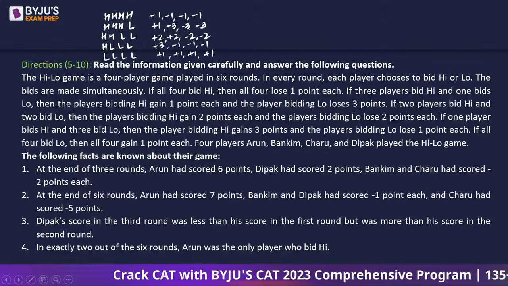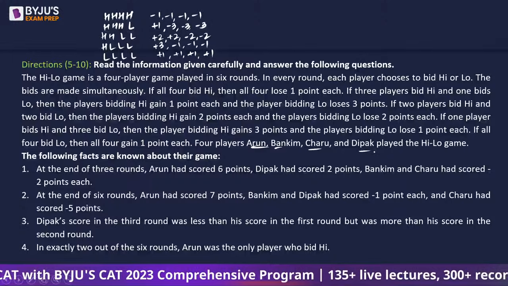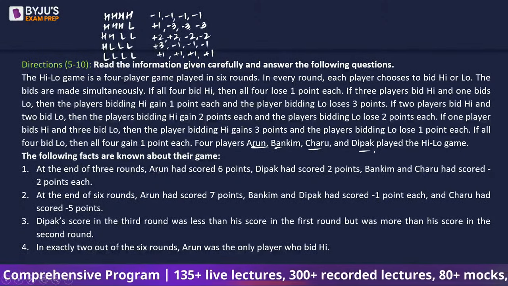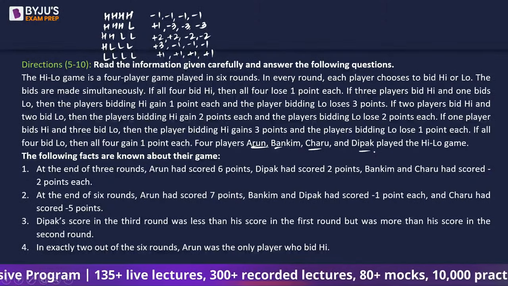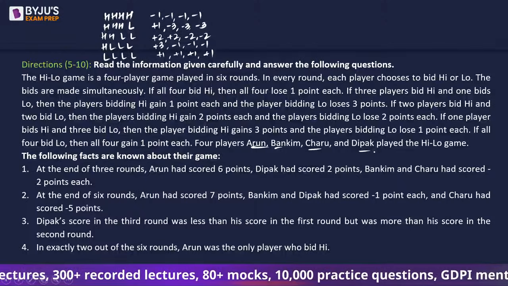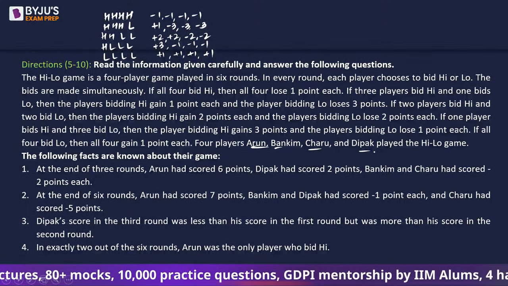So there are 4 players, A, B, C and D. They are playing the game. The following facts are known about their game. At the end of the 3 rounds, Arun had scored 6 points, Deepak 2, B and C 2 each. At the end of 6 rounds, Arun had scored this. Deepak's score in 3rd round was less than this, and so on and so forth.